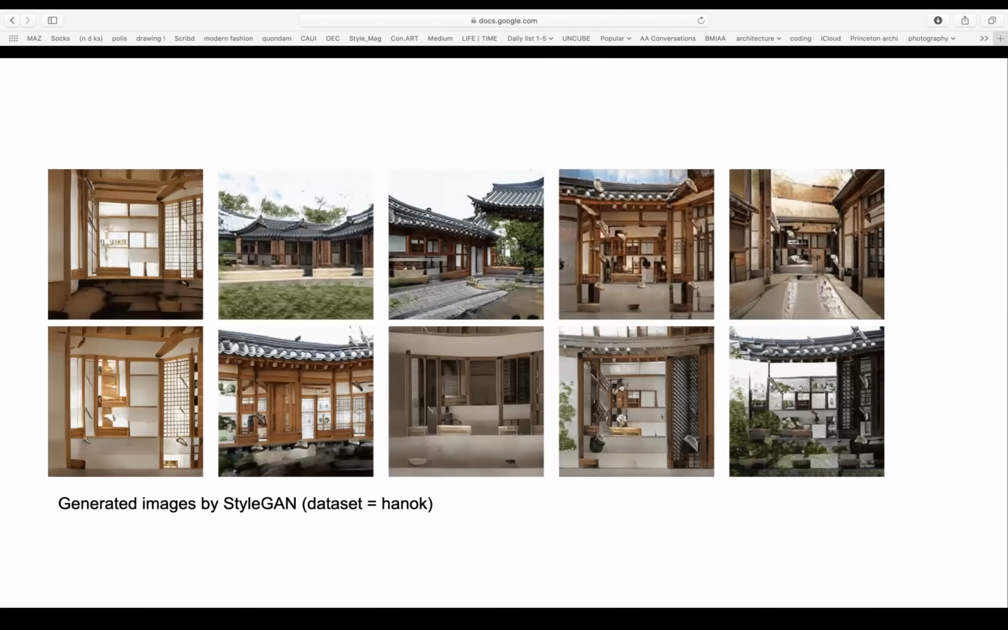So these are the example images generated by StarGAN trained only on the Hanok dataset. So the generated images could shine some light on what attributes contributed to the Hanok speciality.